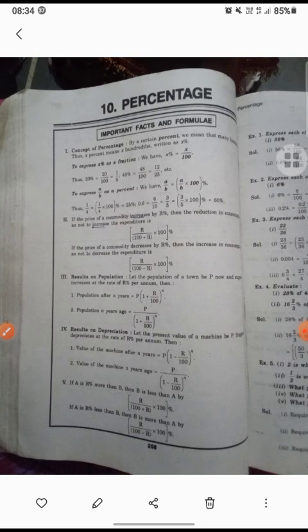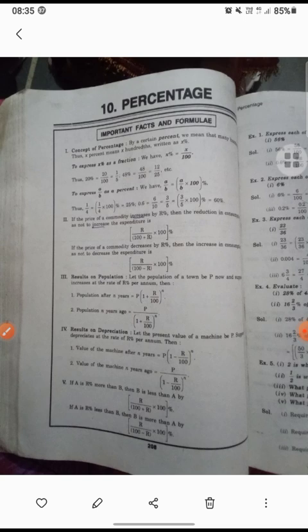Concept of percentage: by a certain percentage we mean that many hundredths, thus x percent means x by 100, and as a percentage, x percent is the fraction x by 100. Okay, means if you are writing 20%, it will be 1/5. 48% means 12/25. Okay, and a by b as a percentage is a by b into 100%, so 1/4 into 100 equals 25%. 3/5 into 100 equals 60%.